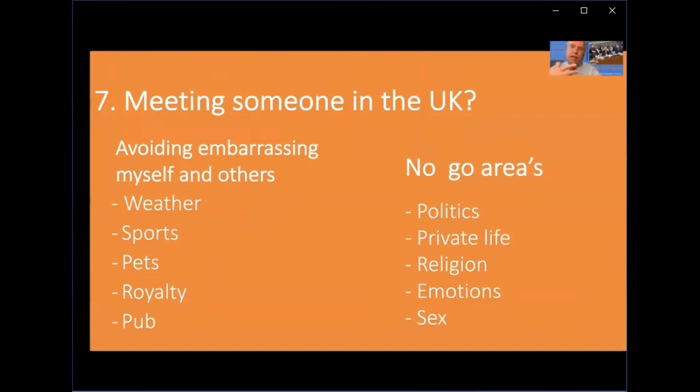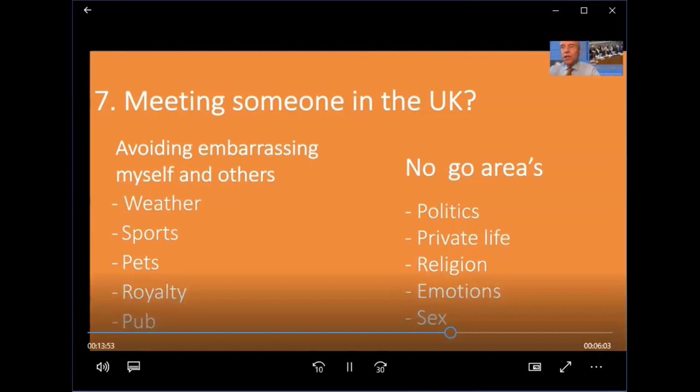So there is a series of very safe subjects which in the UK are favorites when people first meet: the weather, sports, pets, royalty, even the pub, or which pub do you go to. And it's also quite clear there's a number of no-go areas, at least that's my observation, and I'm very interested what others will say later in the day.